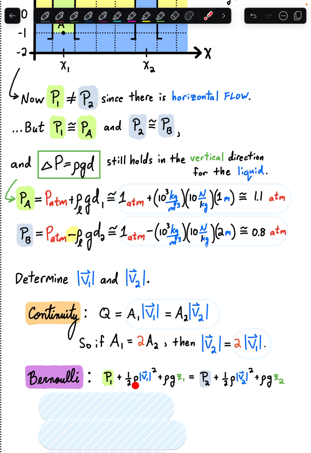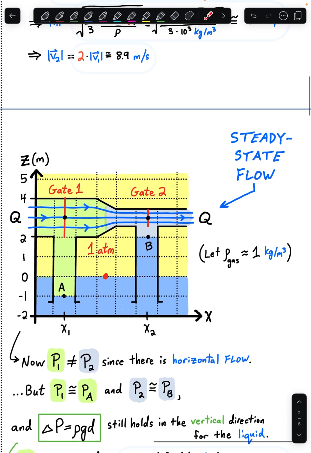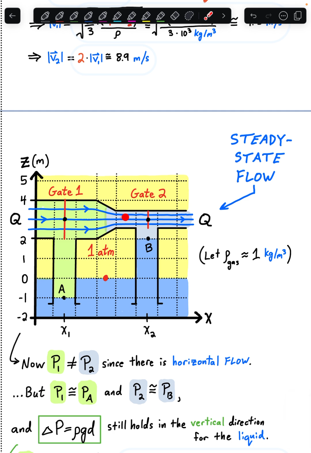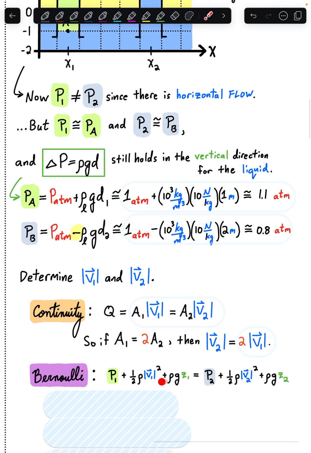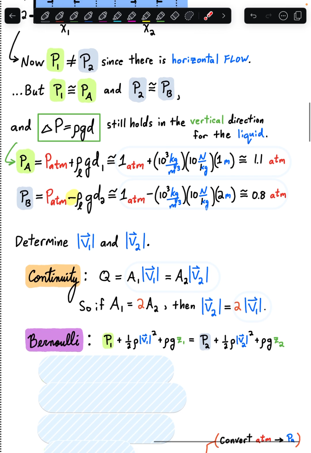But note here that this rho, that's the density of the fluid on the streamline. So that rho is the density of the gas, not the density of water. Our gas density is about 1,000th of the density of water. So this 1 kilogram per cubic meter, that should be the density used in the Bernoulli equation comparing points 1 and 2. That'll be these densities here and here.